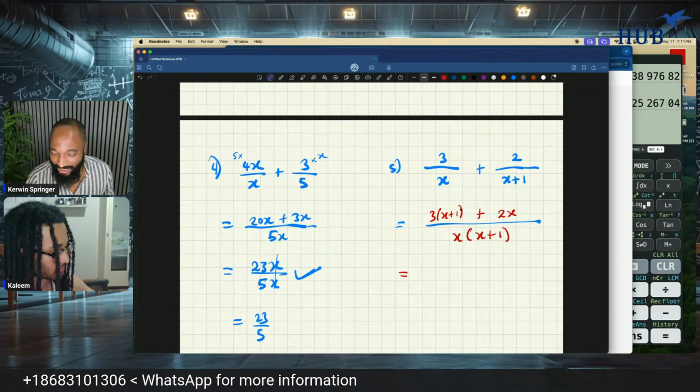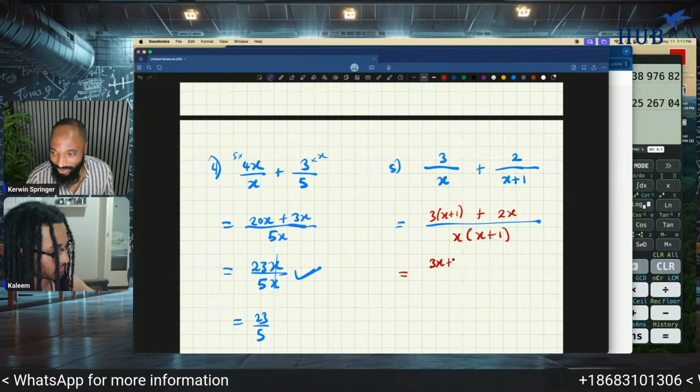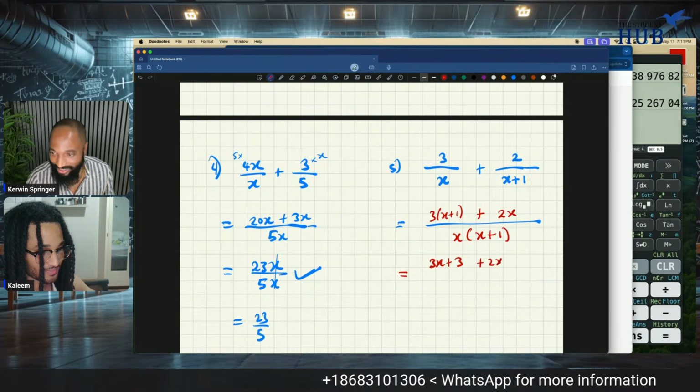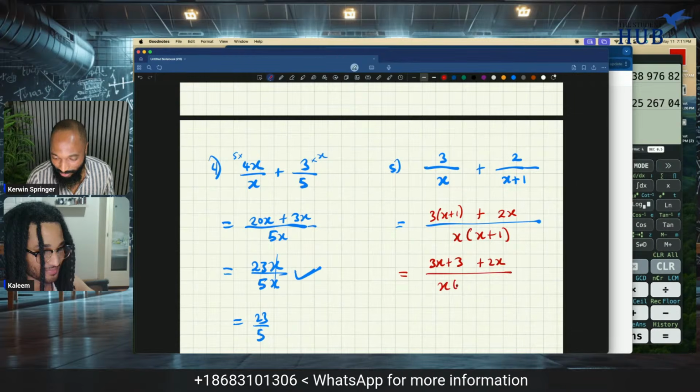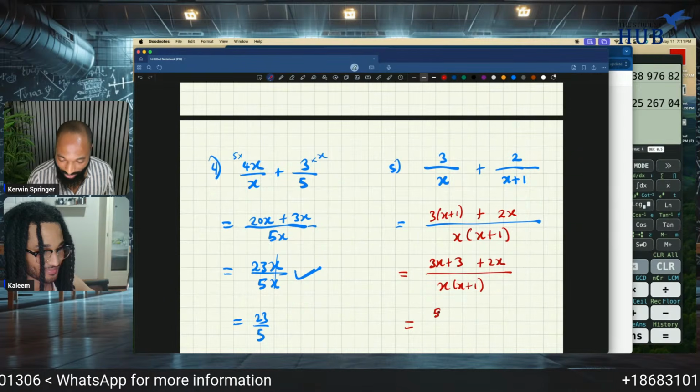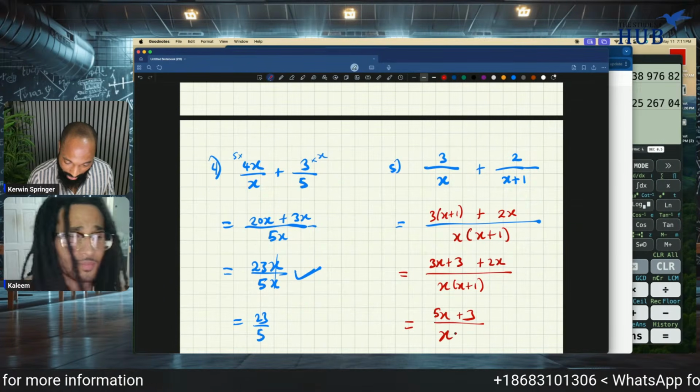And then you have 3x plus 3, plus 2x. And then you have the x times x plus 1. And this one is tough. So you'll end up with 5x plus 3 over x times x plus 1.